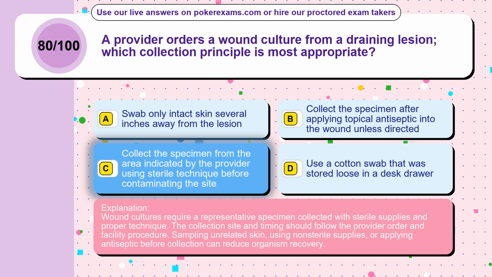Wound cultures require a representative specimen collected with sterile supplies and proper technique. The collection site and timing should follow the provider order and facility procedure. Sampling unrelated skin, using non-sterile supplies, or applying antiseptic before collection can reduce organism recovery.